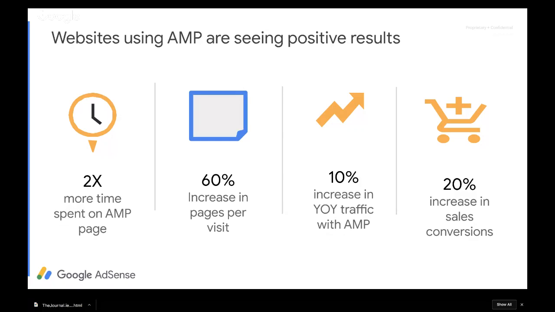60% increase in page views per visit. Users coming from AMP pages see a better increase in page views per visit. 10% increase in year-over-year traffic with AMP pages. So if you have mobile pages optimized with an AMP version, you can actually see an increase in traffic as well. And what is most important, if we speak about conversions, is the 20% increase in sales conversion, which is a quite great number, to tell the truth. So if your mobile experience is optimized and you have AMP pages there, then you can actually see a nice increase in conversion rates as well.